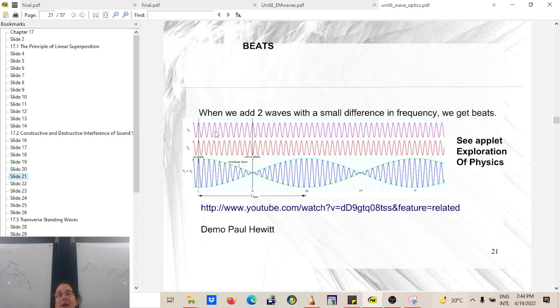Now, everything I've said so far works if the two sounds have the same frequency and the same wavelength. So what's going to happen if they are a little bit off in frequency? You're going to hear something called beats. I don't know if you heard that. It goes, right? So if you have a frequency of 300 and then a frequency of 320, adding together, you get beats.